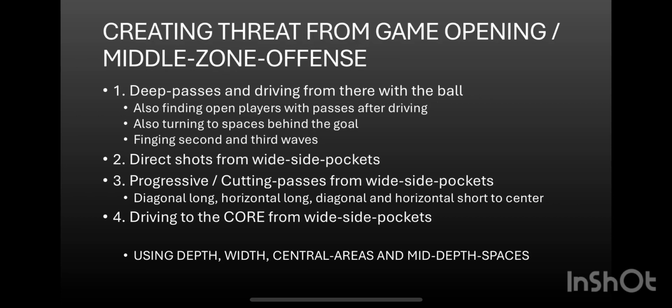So those can be diagonal long passes, horizontal long passes, or diagonal or horizontal short passes that go to the center. So you need to be able to pass from that wide side pocket to a whole variety of different spaces with different distances of passes. And then driving to the core from the wide side pockets.